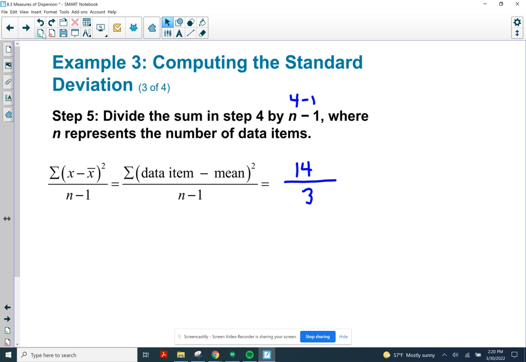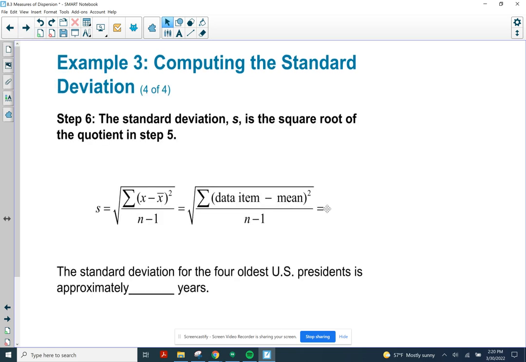And then we're going to move into step 6. What we're going to do is take the square root of 14 over 3. I'm going to grab my calculator and press the square root button, then 14 divided by 3, and I come up with 2.1602, and on it goes. I'll just round it to 2.16. So the standard deviation for the 4 oldest U.S. presidents is 2.16 years.